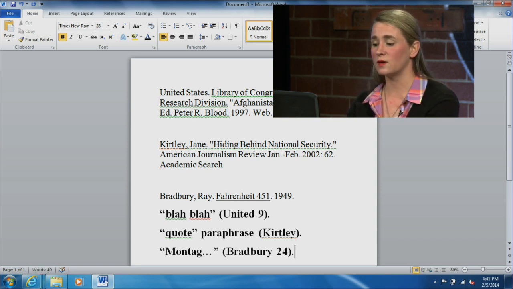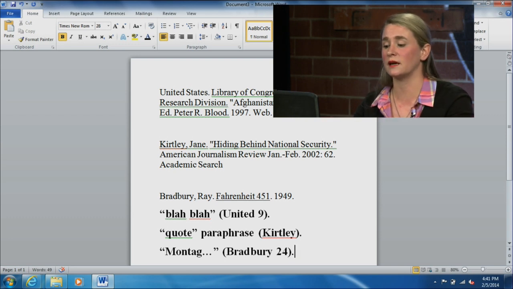That's exactly what it would look like if you can see my computer screen right there. The author's last name, which is the first word of the entry, the page number, end parentheses, and a period at the end. So I hope that helped you out with that question.